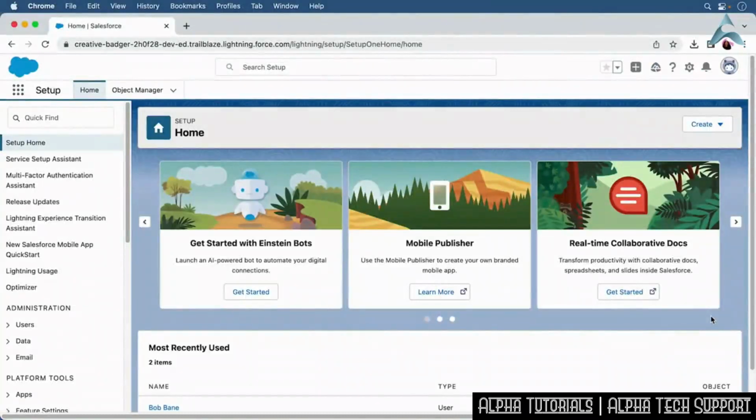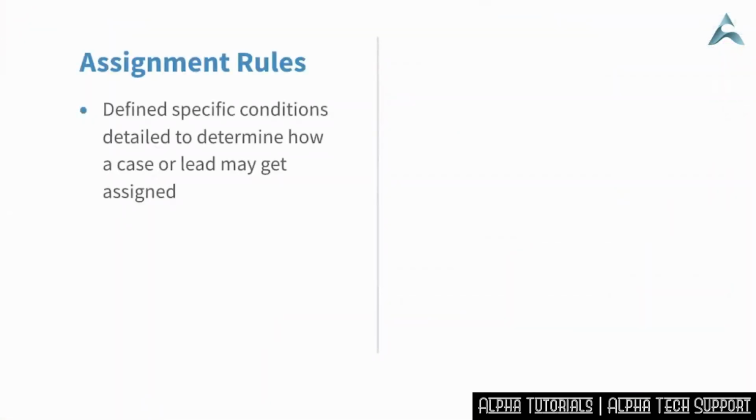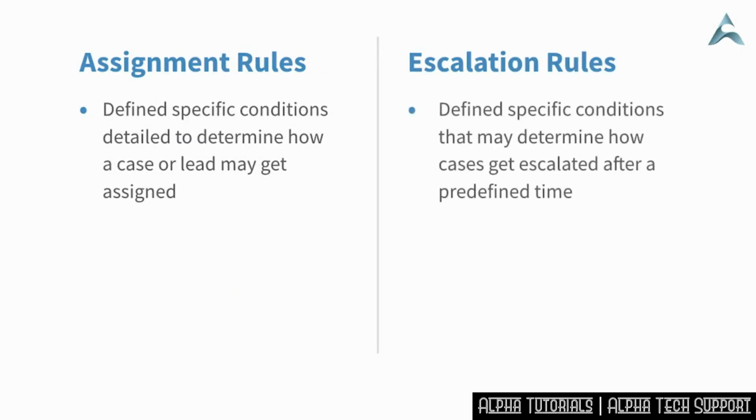Assignment and escalation rules are used to automate business processes and make it easier to organize support and lead workflows. Assignment rules are specific conditions detailed to determine how a case or lead may get assigned. Escalation rules, on the other hand, define the specific conditions that may determine how cases get escalated after a predefined time. These rules can be assigned to users or user queues, which is a group of users.